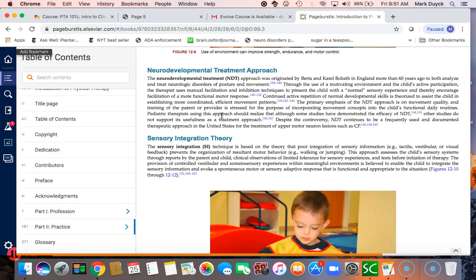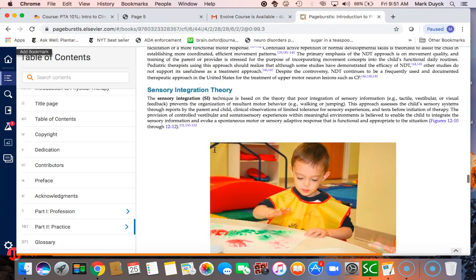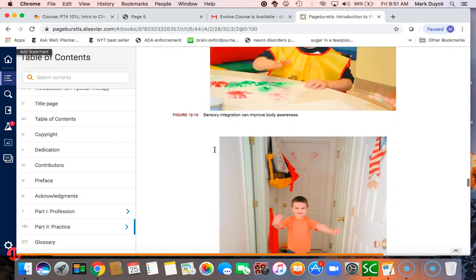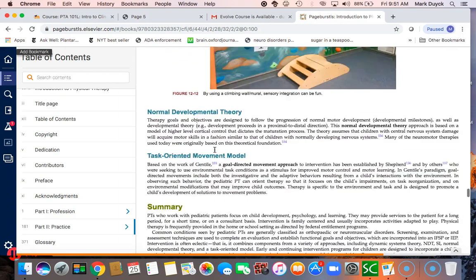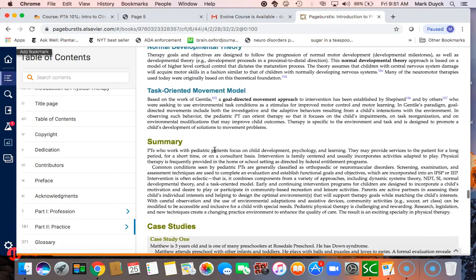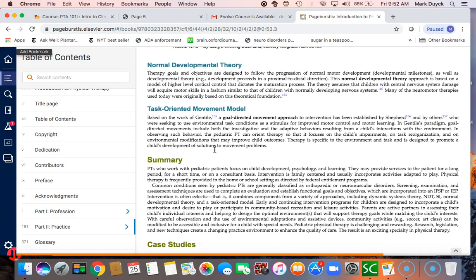I learned a little bit about NDT already from an earlier chapter reading in neuro. We talked a little bit about sensory integration, how important that is for children in particular.